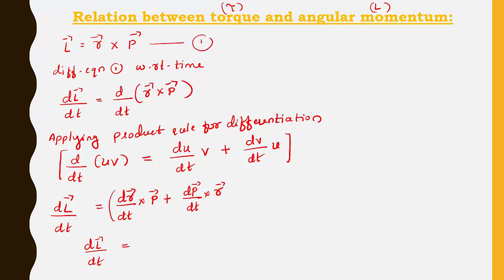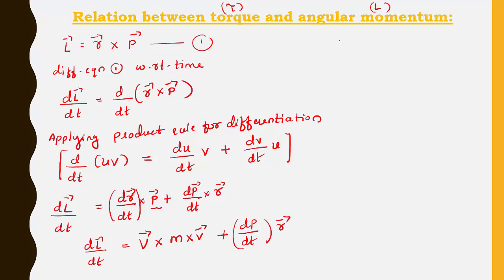So what is dR divided by dt? Rate of change of displacement. In place of dR by dt we can write velocity v, cross. So what is P here? P is linear momentum. Linear momentum is given by the equation P equal to m into v. So we substituted dR by dt as velocity, linear momentum as m into v, plus dP divided by dt into R, keep as it is. These terms keep as it is.